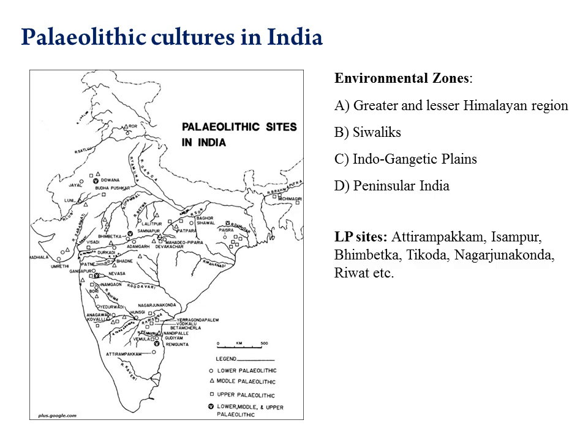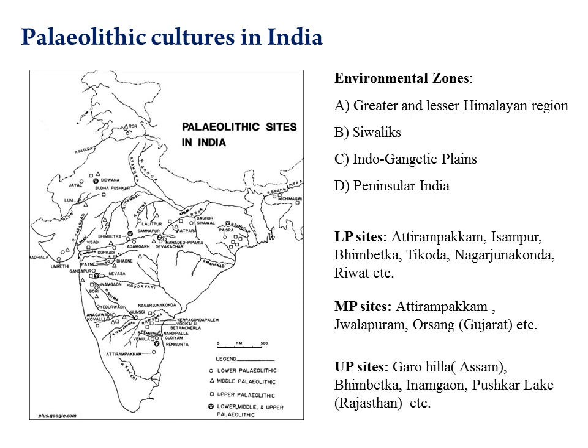The most important excavated and dated sites of Lower Paleolithic in India are Athirampakkam, Isampur, Bhimbetka, Tikoda, Nagarjunakonda, Rivat, etc. Important sites of Middle Paleolithic are Athirampakkam, Jwalapuram, Osarang, etc. Then Upper Paleolithic sites. The Upper Paleolithic culture in the Indian subcontinent is very much enigmatic, which requires a lot of research to understand. But to an extent, we have some information coming from the Garo Hills of Assam, Bhimbetka, Hinamgaon, Pushkar Lake in Rajasthan, and very significantly from Andhra Pradesh.